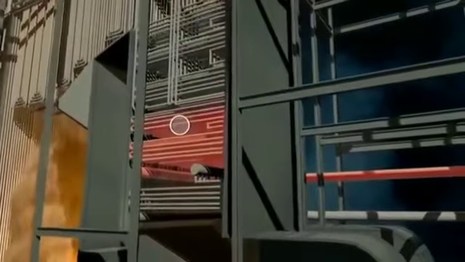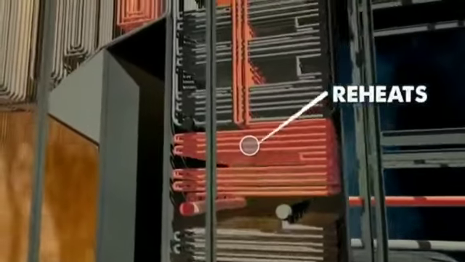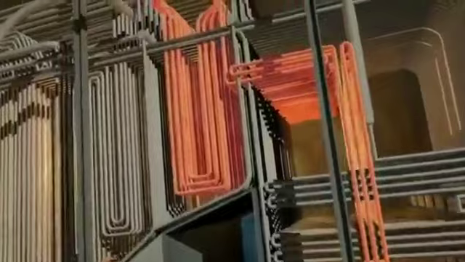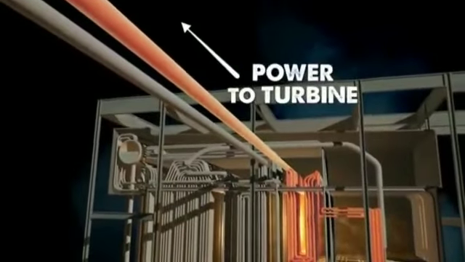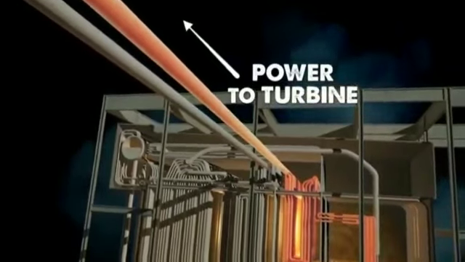Finally, exhaust steam, now at a lower temperature and pressure, is sent back to the boiler through a dedicated reheat stage. This reusable steam is brought back up to operating temperature before returning to the turbine, providing additional power through a secondary stage.